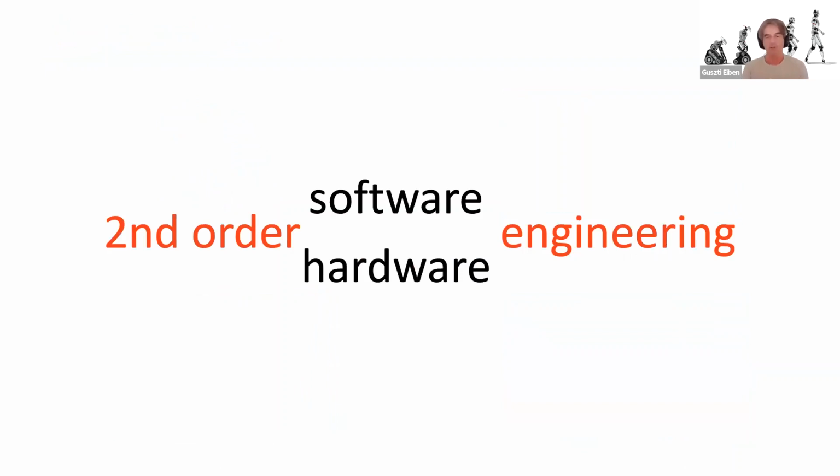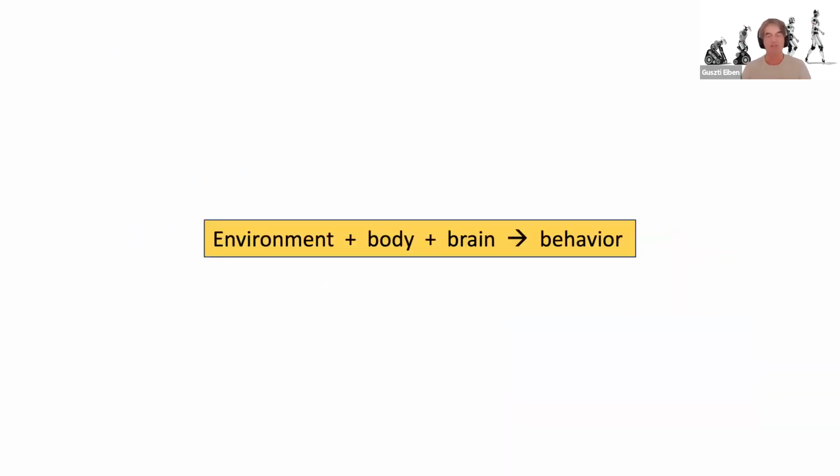Importantly, this all comes down to second order software and hardware engineering, meaning that instead of engineering a system directly, we are engineering an evolutionary system that engineers a solution for us. So this is indeed a big challenge, changing a lot.